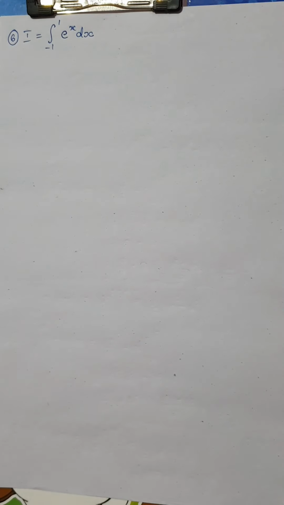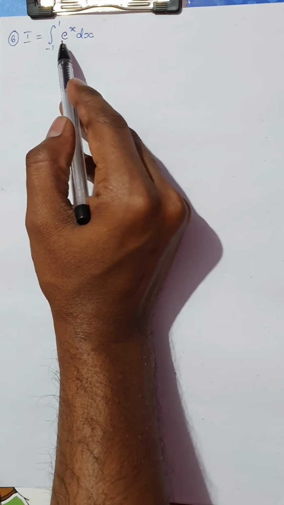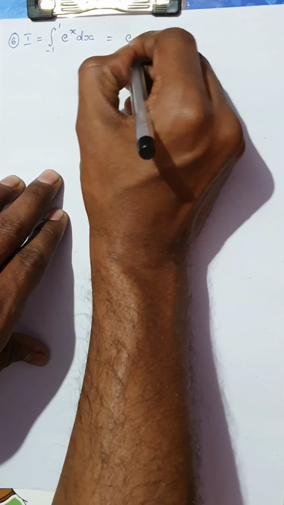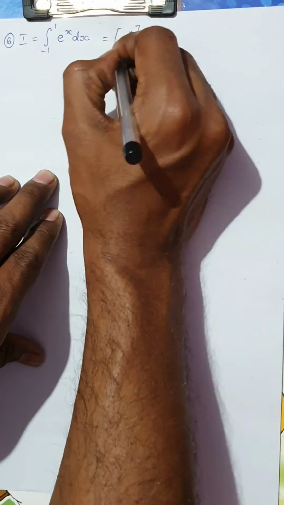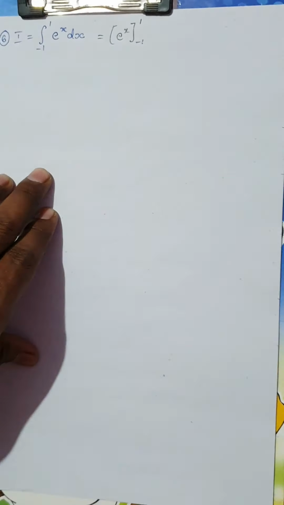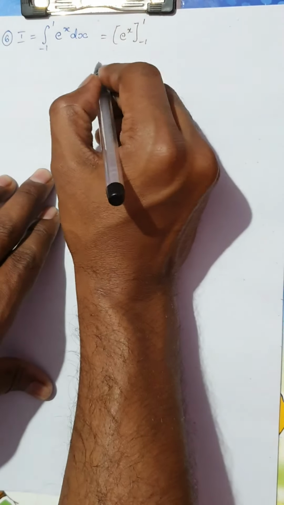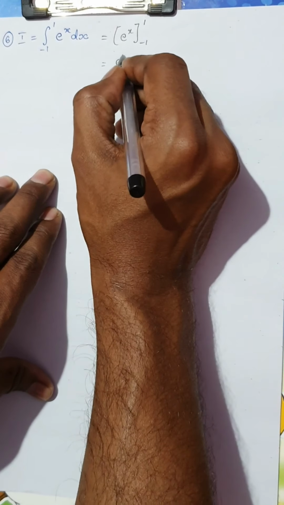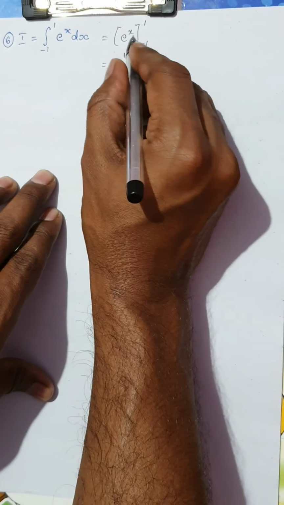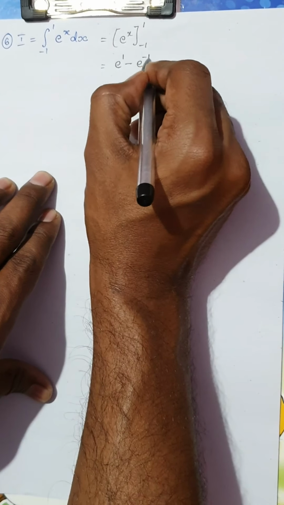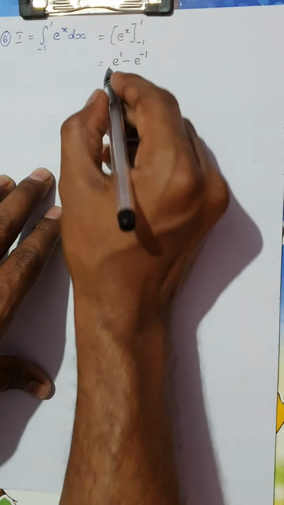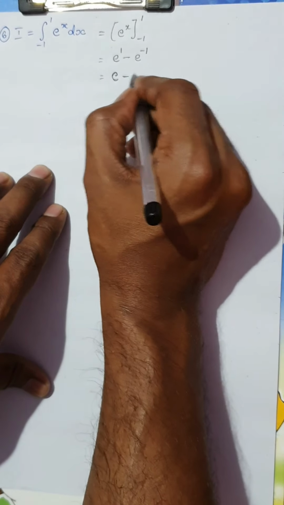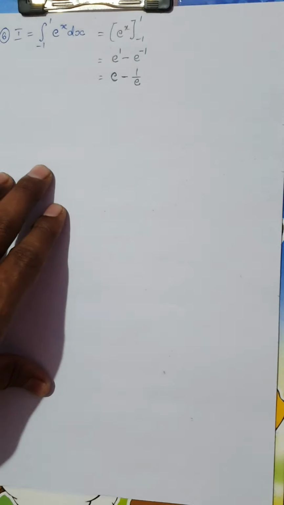The next integral is the integral from minus 1 to 1 of e power x dx. So we all know the integral of e power x is e power x itself. So this is integrated within the limits minus 1 to 1. Let me apply the limit first. If you apply the upper limit, it would be e power 1 minus, if you apply the lower limit, it would be e power minus 1. Actually e power 1 is nothing but e, and e power minus 1 is nothing but the reciprocal of e, that is 1 by e.